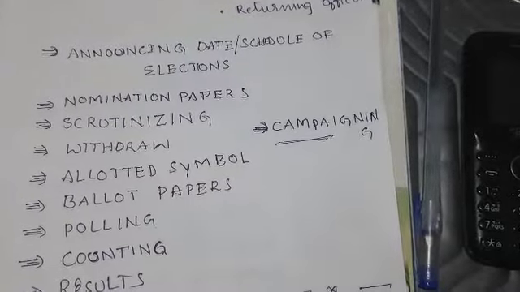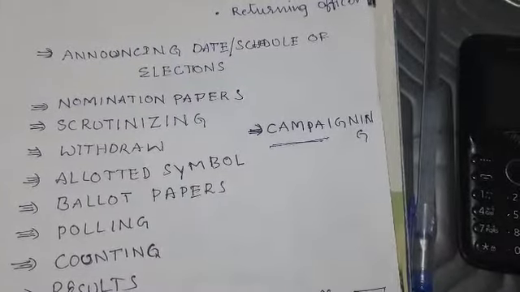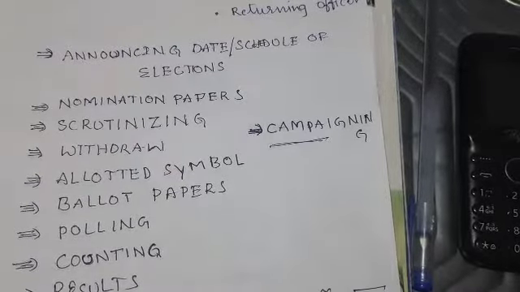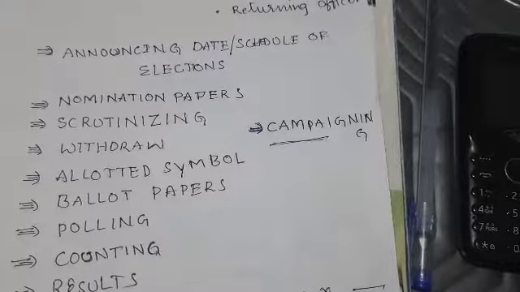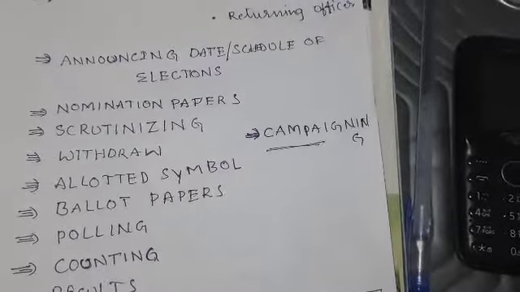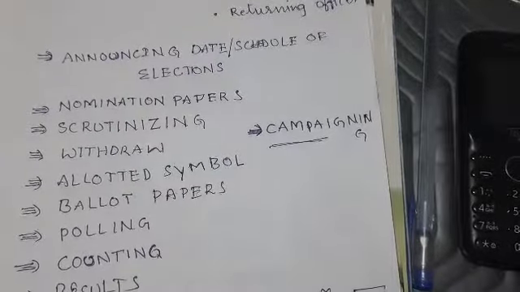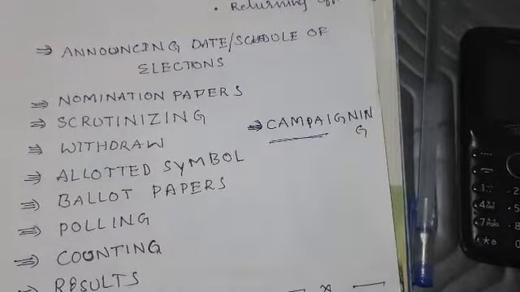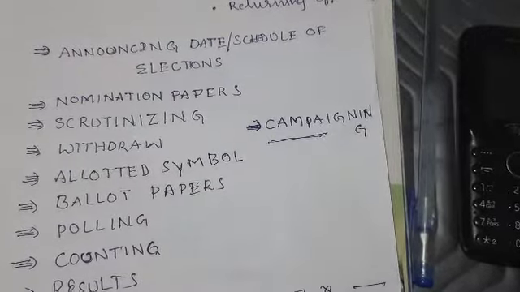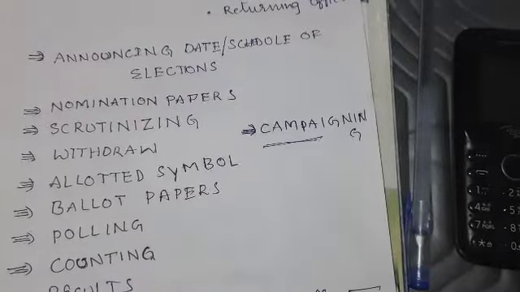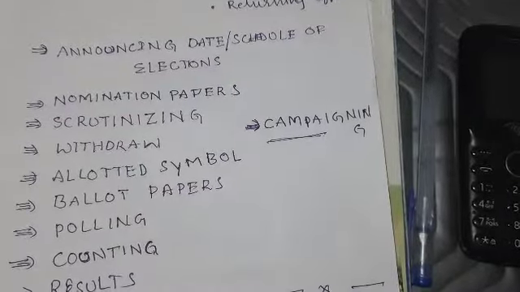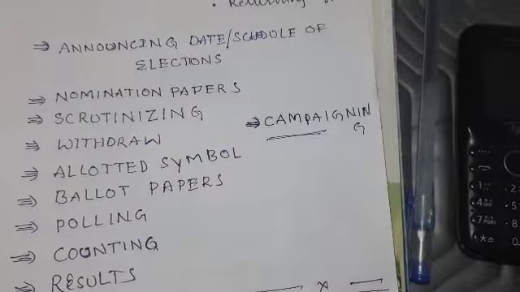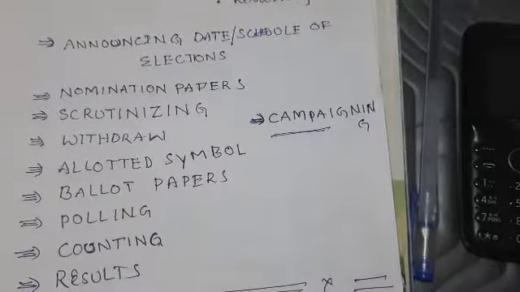Nomination papers which are given in a particular date, and after that in a particular time those papers will be checked. Nothing but scrutinizing, nothing but checking, will be checked by the returning officer or some of the other officials. Then a particular list of valid nomination will be announced. That is also there. List of valid nominations also will be announced.